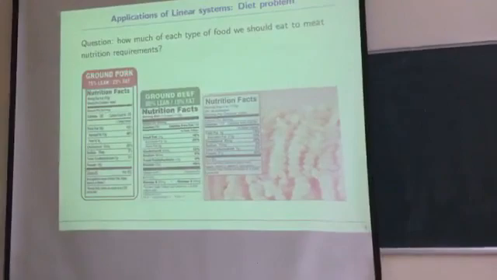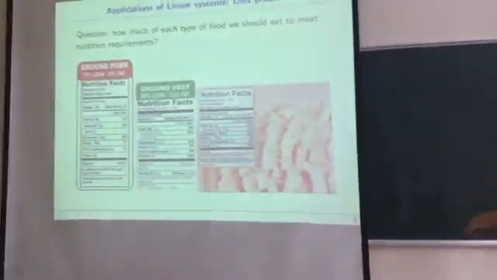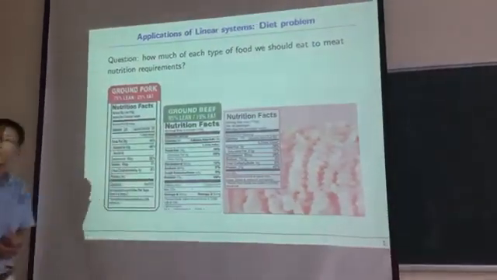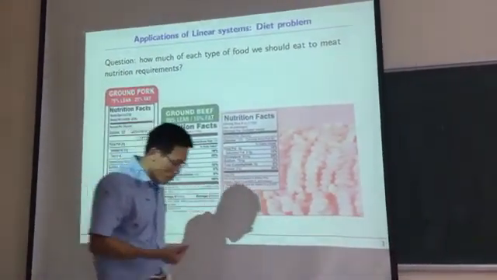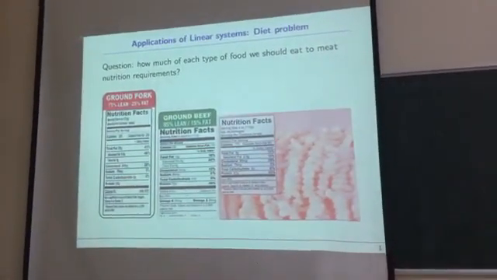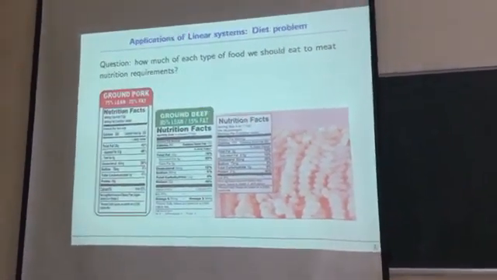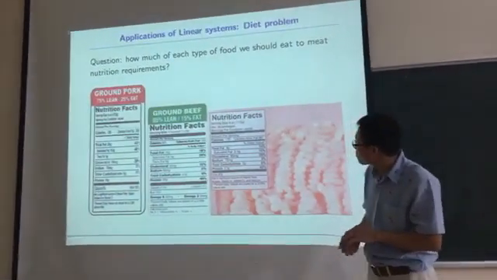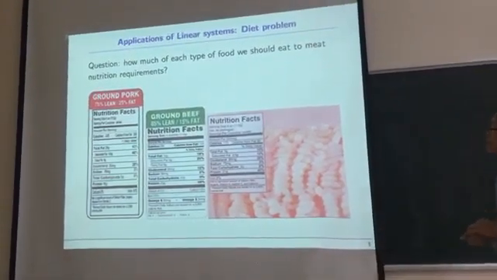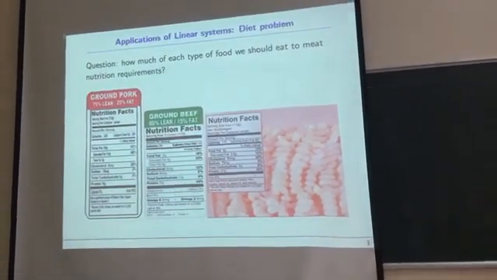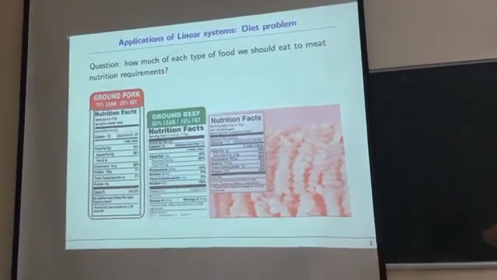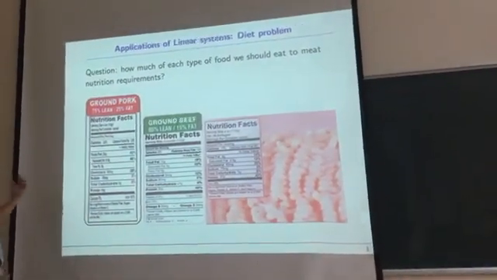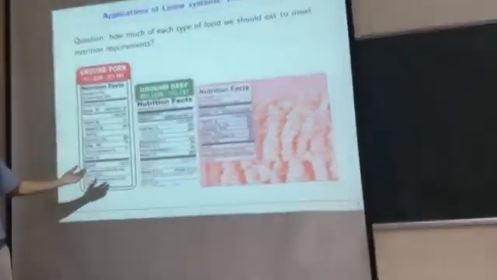Maybe you are interested in this problem. These are the nutrition facts of some type of food. And let's say if you want to be healthy, you want to eat a certain kind of food, right? So the first simple question here is, how much of each type of food should we eat to get, for example, 32 grams of protein?